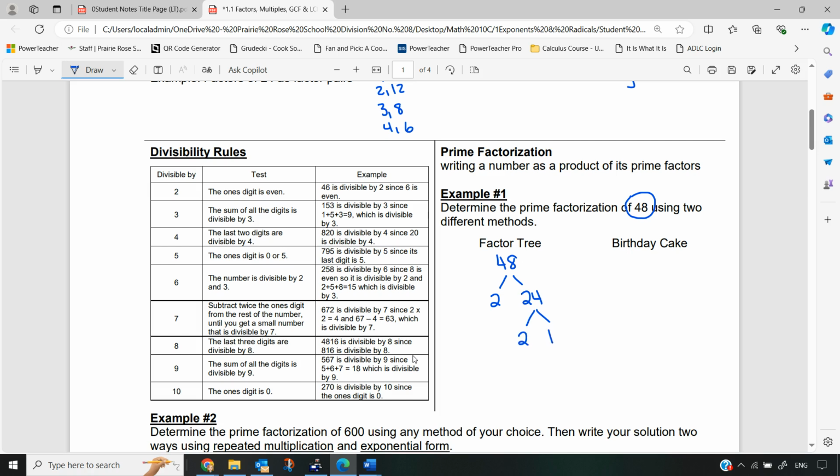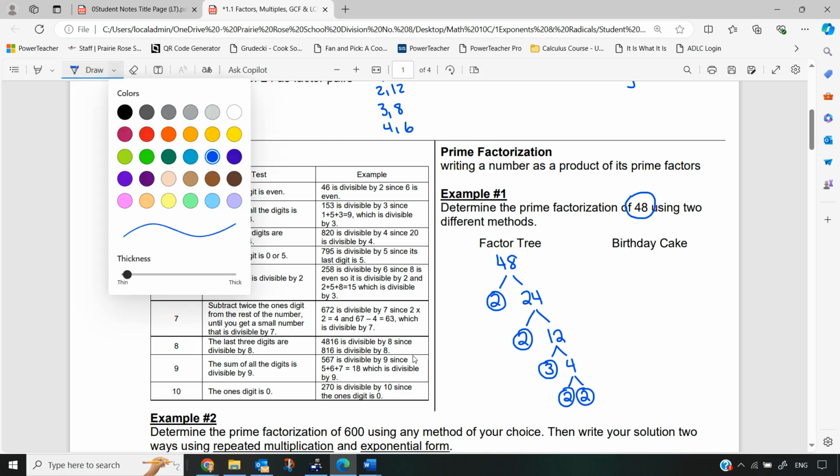So we're going to have 2 and 12. And then 12 can break down to 3 and 4. And 3 is a prime number. Can't go any further. 4 can break down to 2 and 2. And so at the end of each of my branches are these little buds, and those are my prime numbers. So 48 is 2 times 2 times 2 times 2 times 3, and we can verify that with our calculator.